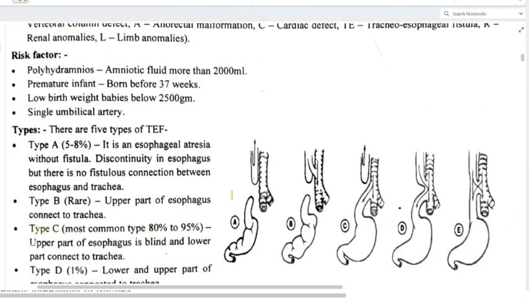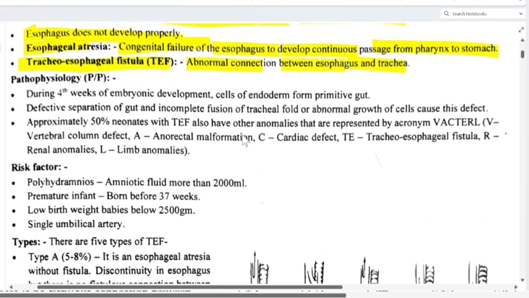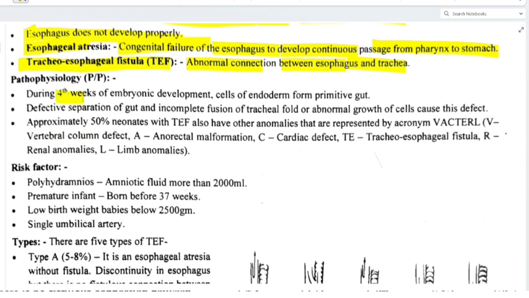Let's see pictures A, B, C, D, E. Especially the abnormal connection can be seen in picture D or picture C, right? Now coming to pathophysiology. During the 4th week of embryonic development, cells of the endoderm form the primitive gut. So it starts from the 4th week of embryonic development. Defective separation of the gut and incomplete fusion of the tracheal fold, or abnormal growth of cells, cause this defect.